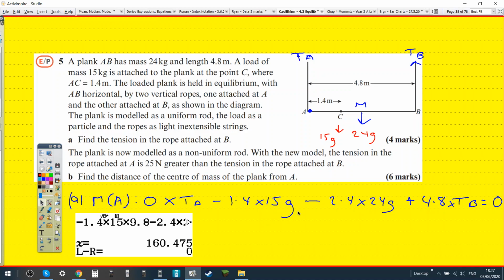I typed in what I typed in before and I got the answer that you did. But before I didn't use the x and the solve function. I wrote everything in my calculator apart from the 4.8 times the tension at B. So I got an answer and then I just tried to do plus 4.8 times the tension at B, but I don't think that works. It does work. It's just in the mess of 1.4 times 15 times 9.8, writing that down, you probably just made some little mistake somewhere.